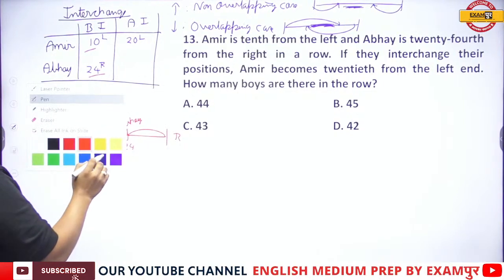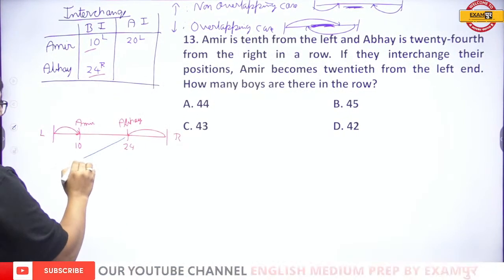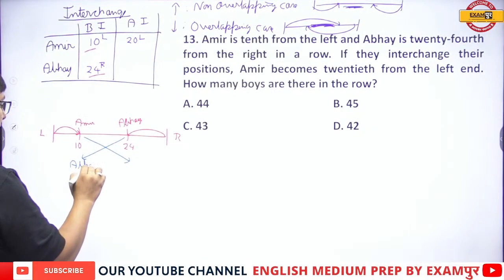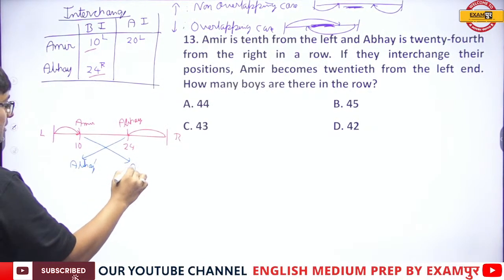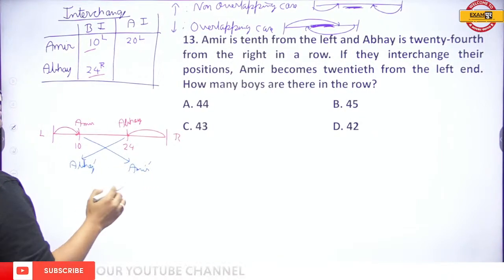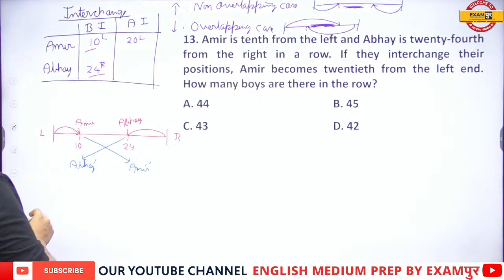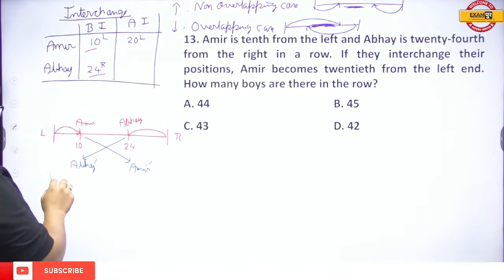And now they decided to interchange places. When they interchange places, what happens? Abhay comes over here, the new position of Abhay. Amir comes over here, the new position of Amir. And then Amir is 20th from the left.